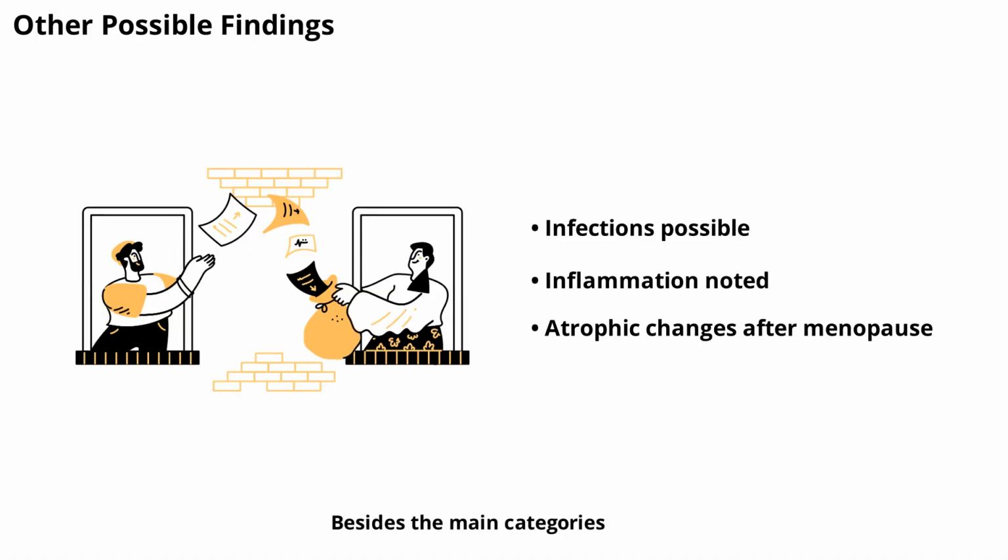Besides the main categories, your pap smear report may mention other findings, such as infections like yeast or bacterial vaginosis, inflammation, or atrophic changes, common after menopause. These findings are usually not related to cancer but may require treatment or follow-up. Your doctor will explain if any of these are present and what they mean for your health.